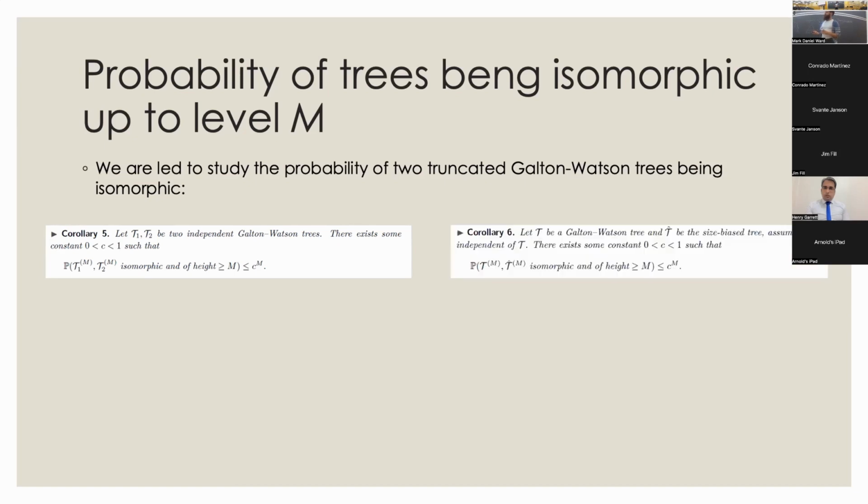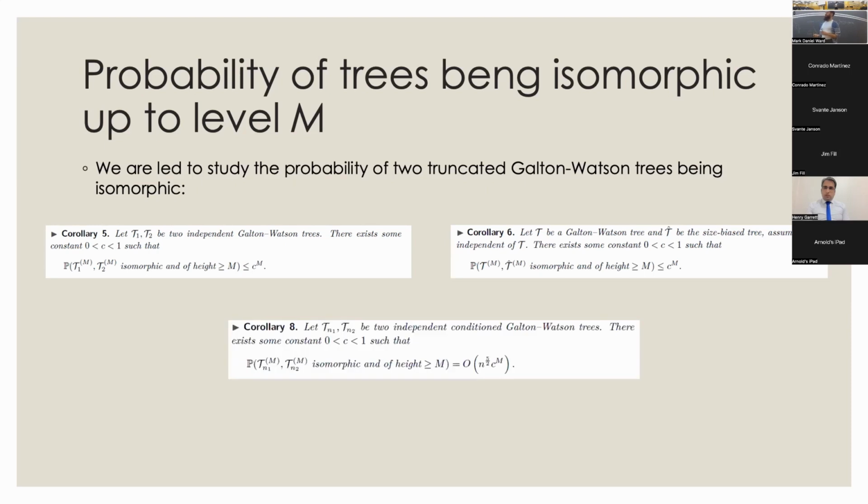And then we need some different versions of the same thing. We compare automorphism trees, truncated versions of those, with the size bias tree where we truncate. And then finally, we can extend the results to conditioned automorphism trees by fairly standard tricks from the study of truncated automorphism trees.